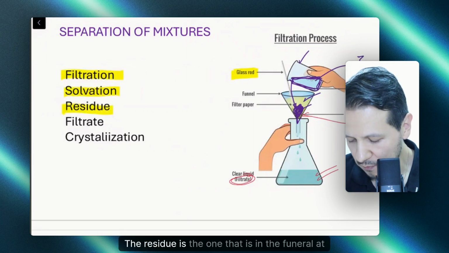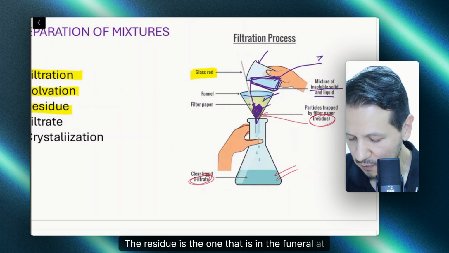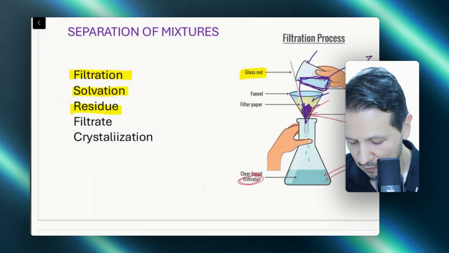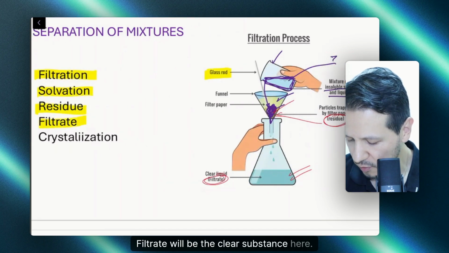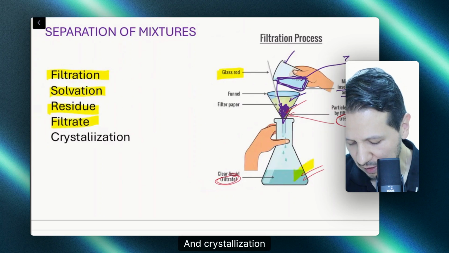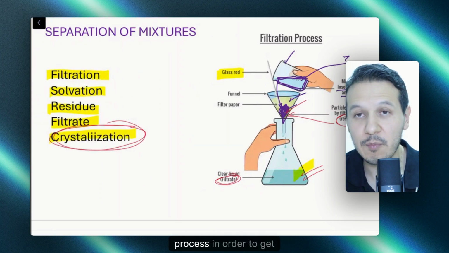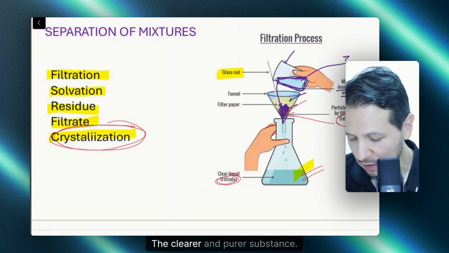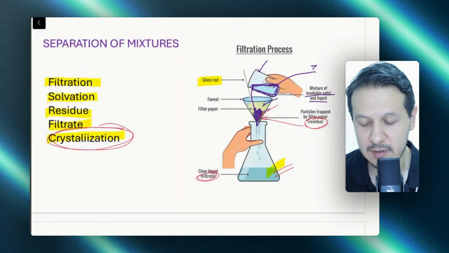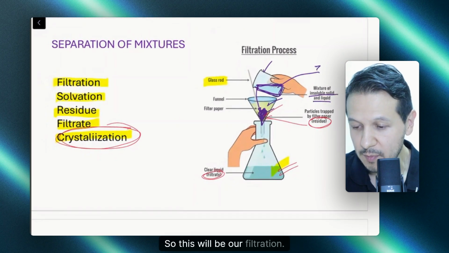The residue is the one that is in the funnel at the end of the separation mixture. Filtrate will be the clear substance here, and crystallization will be another process in order to get the clearer and purer substance. Okay, so this will be our filtration.